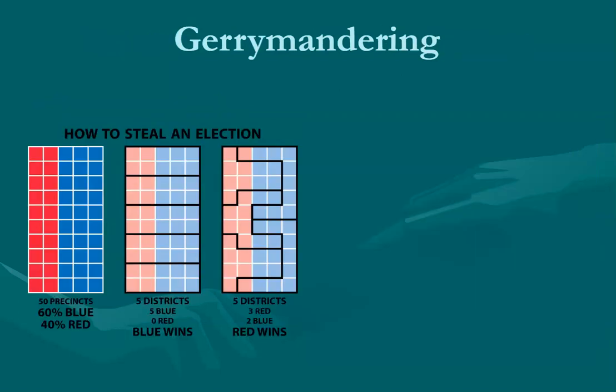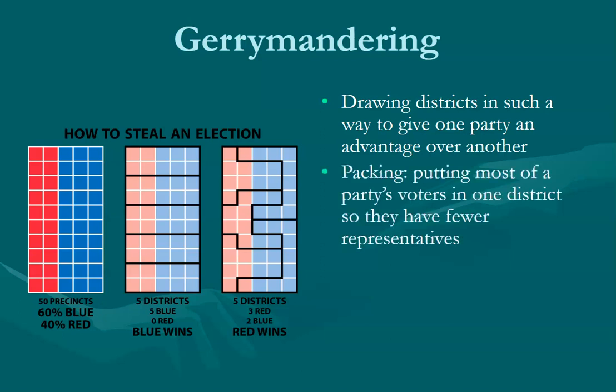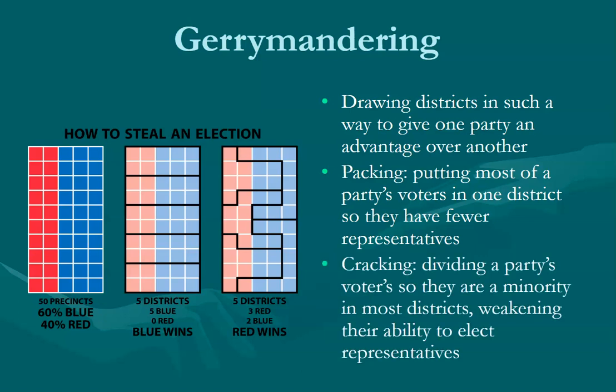Gerrymandering. Now, you've probably heard this before. The famous picture is a political cartoon, but I'm not going to show you that. I want to show you how gerrymandering actually works. And this is a good way to look at it. So we'll start off with gerrymandering, which is drawing districts in such a way as to give one party an advantage over another. Packing is putting most of a party's voters in one district so they have fewer representatives. Cracking is dividing a party's voters so they are a minority in most districts, weakening their ability to elect representatives.